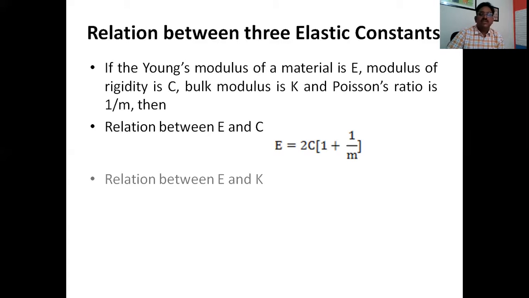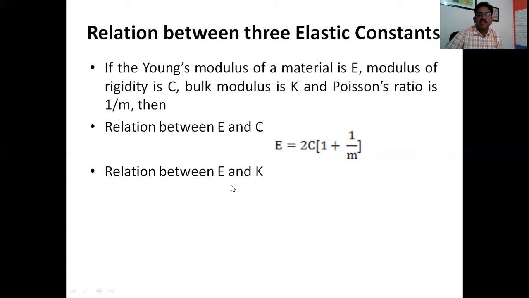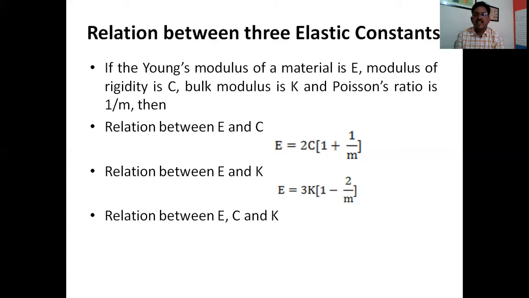Now, the relation between E and K, that is Young's modulus and bulk modulus: E is equal to 3K into 1 minus 2 by m. That is, Young's modulus equals 3 times bulk modulus into 1 minus 2 times Poisson's ratio. And the relation between E, C and K without Poisson's ratio will be E equal to 9KC by 3K plus C. This is what we have.